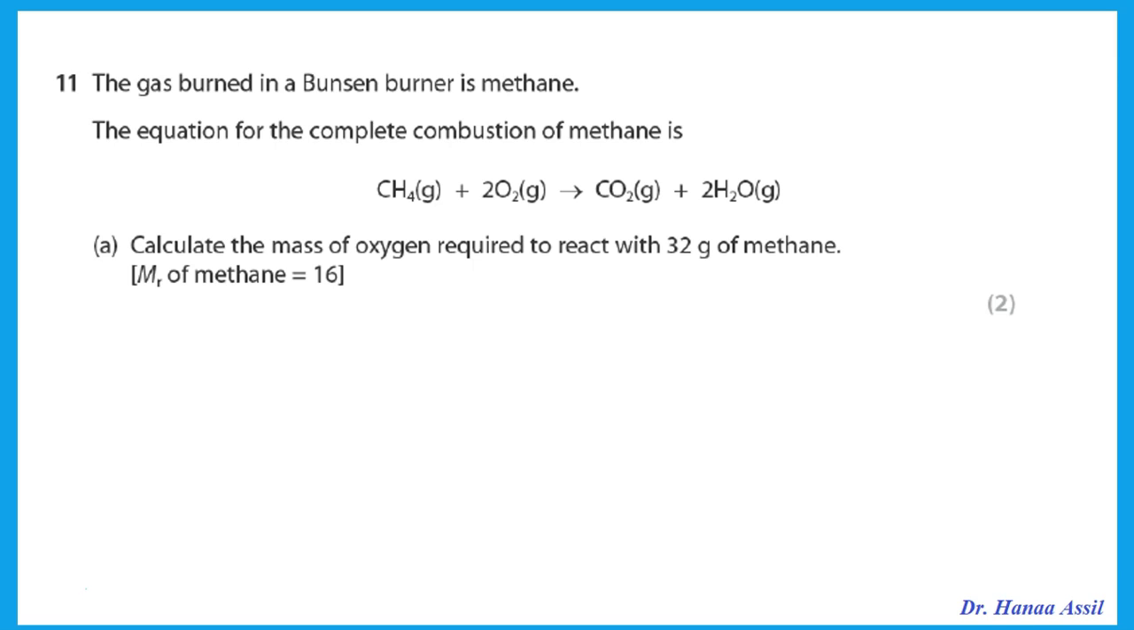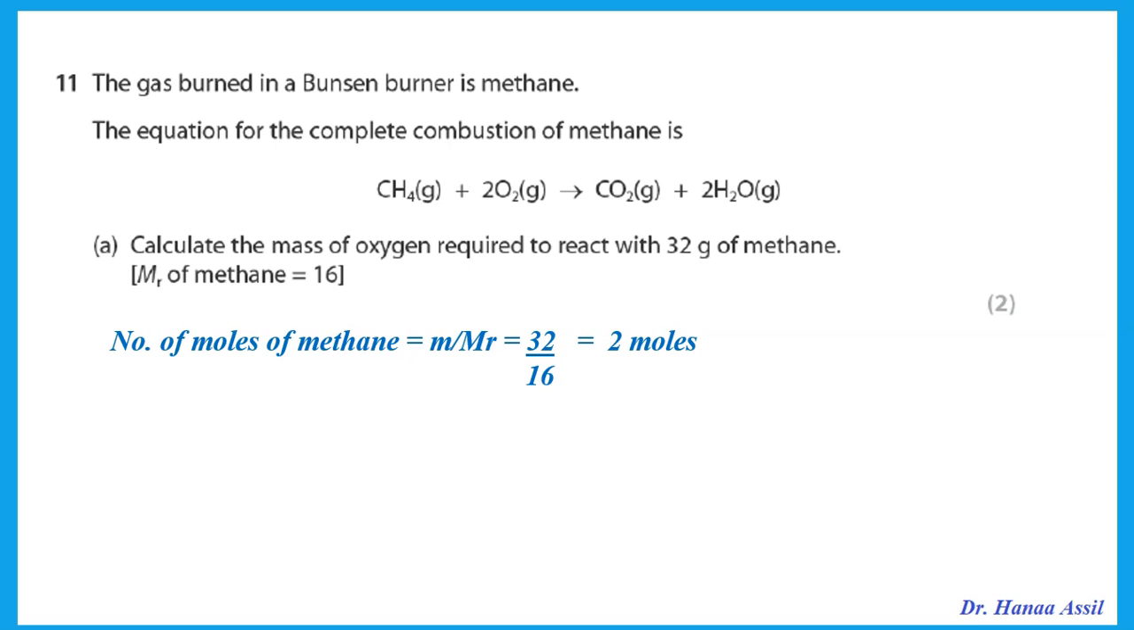And we're required to calculate the mass of oxygen required to react with 32 grams of methane. So I'm given the mass of methane, and we said when we're given information about something, the first thing we do is we get the number of moles. How do I get the number of moles from mass? Number of moles is mass over molecular mass, which we're already given. And this means we have 2 moles of methane.